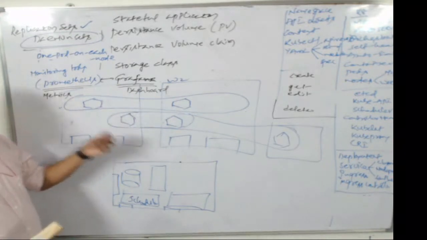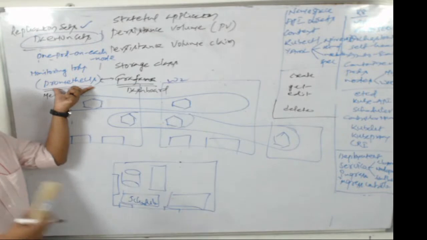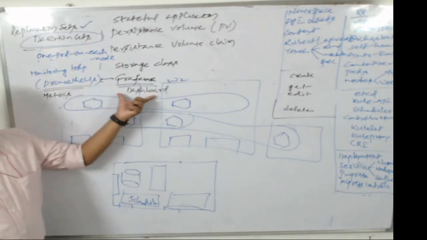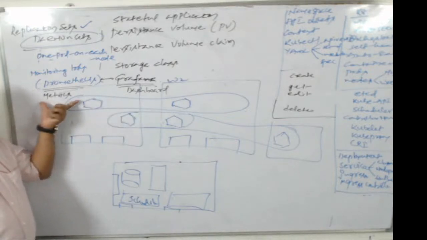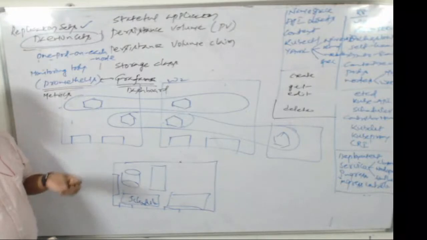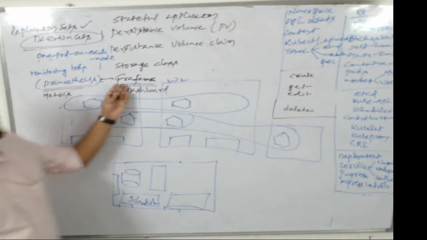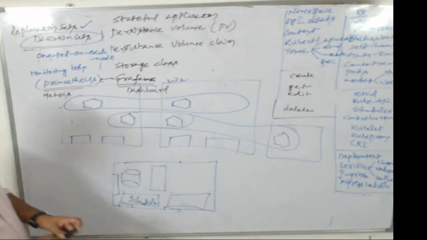So when we do this monitoring tool deployment, we do a Prometheus deployment. We also do a Grafana deployment. The purpose of Prometheus is to collect the metrics, and the purpose of Grafana is to show those metrics in nice dashboards. We will see those things also.